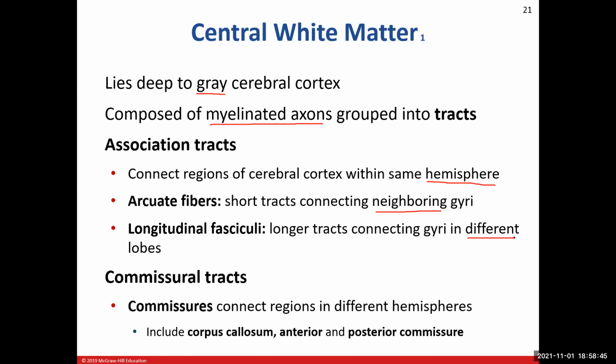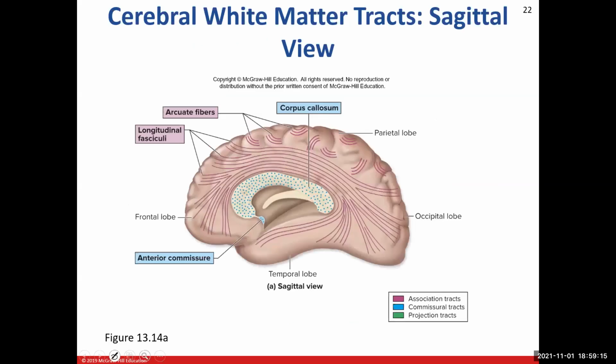So then we have our commissural tracts. The commissural tracts are going to connect regions in different hemispheres, so the left side to the right side. We mentioned this a couple slides ago when we talked about the corpus callosum. The corpus callosum is one of these structures that allows the right side of the brain to communicate with the left side of the brain. That's the largest commissural tract. We also have the anterior and posterior commissures, which are much smaller.